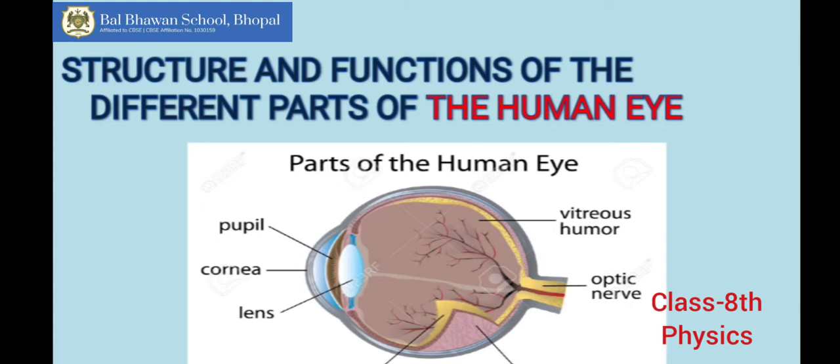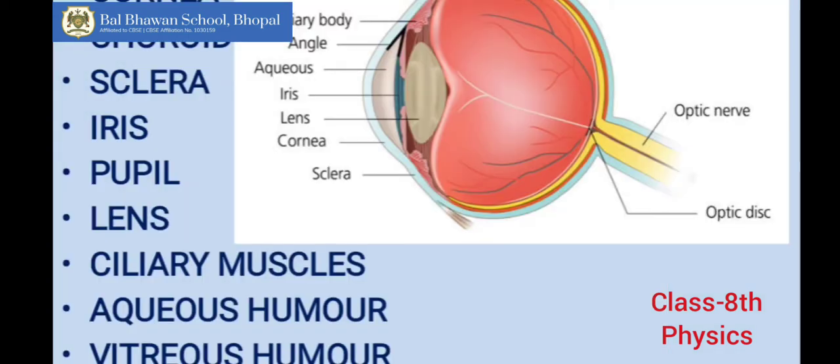Now, the second part of your chapter deals with the structure and the functions of the various parts of the human eye. First we will learn about the names of these parts and then I will tell you about their functions. We will not be going into detail about all the different parts, but the basic parts we have to learn.